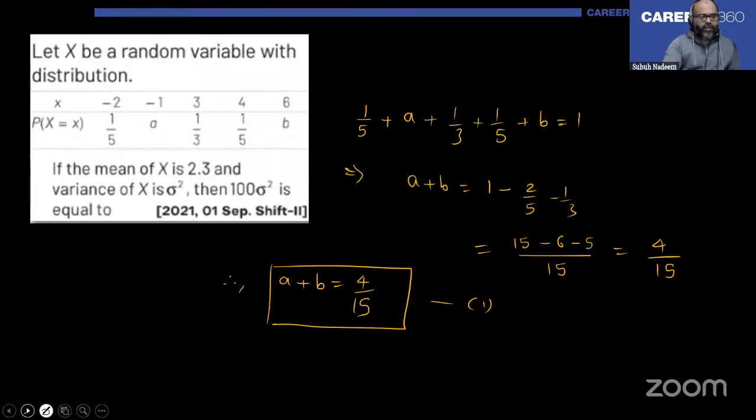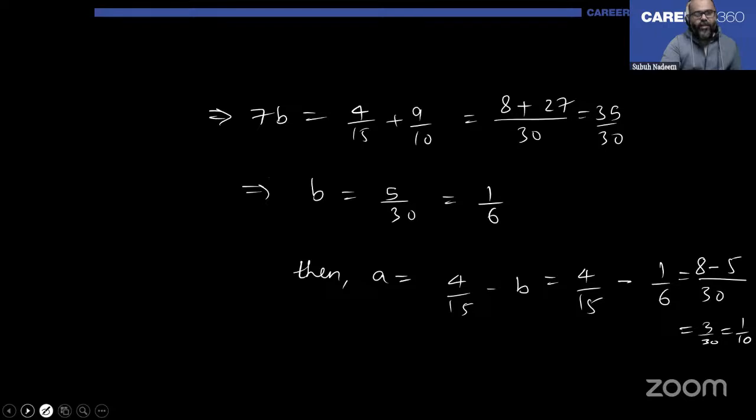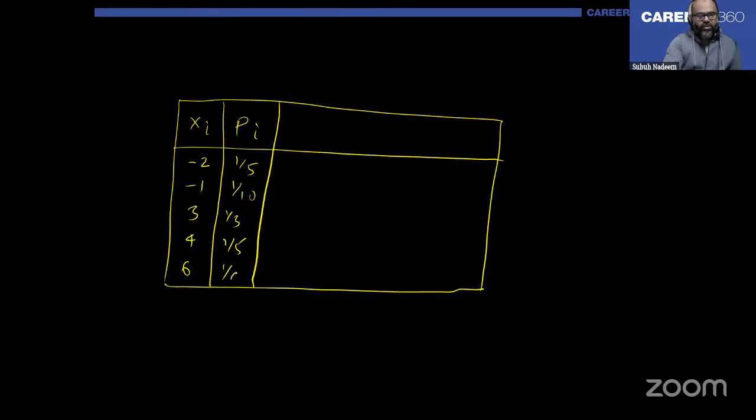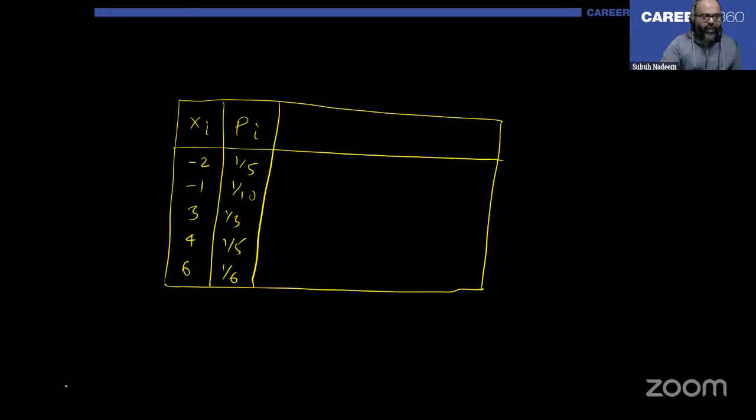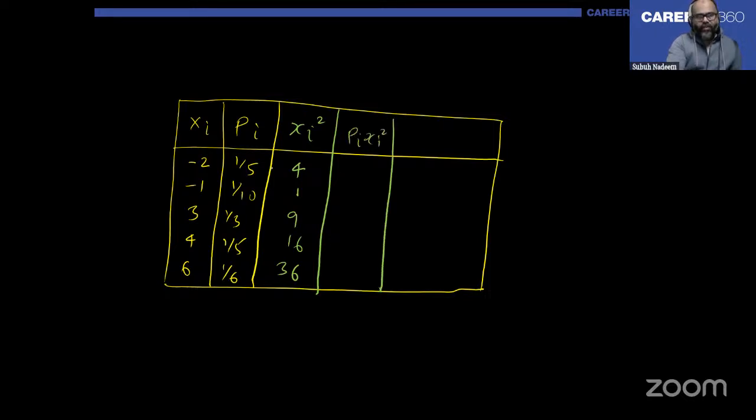And for 6, it is b. And what is b which we are getting here? b is 1 by 6. So this is b. Now, if you want to find sigma of pi xi square, we will do xi square. It will become 4, 1, 9, 16, 36. And pi xi square will be equal to 4 by 5 plus 1 by 10, 9 by 3 which is 3, 16 by 5, and 36 by 6 is 6.